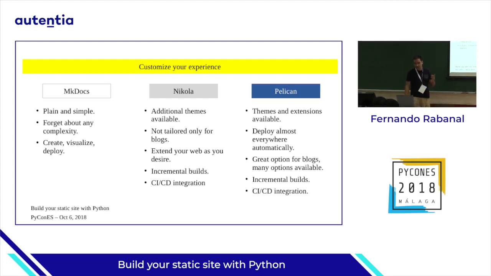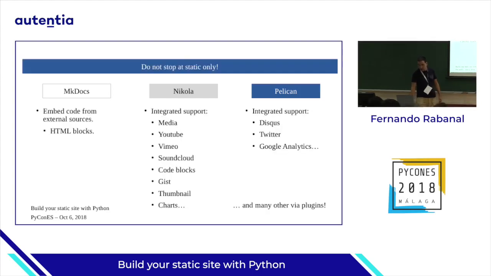For Nikola and Pelican, themes available, extensions, incremental builds, support for continuous integration, whatever. And then you have support for other things. You don't have to stop at static. You can rely on external providers to render dynamic content. For example, Nikola has integrated support for many things. It has integrated support for YouTube videos, for Vimeo, for SoundCloud, for audios, for gists, for code, for charts, whatever. And then for Pelican, you have integrated support for comments.